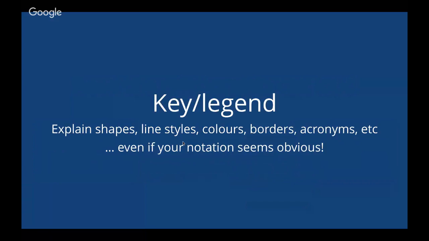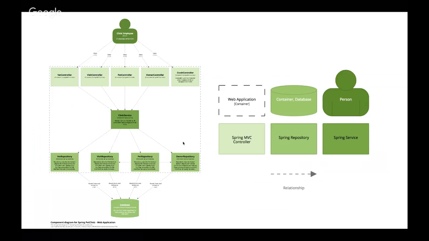Always have a key or a legend on your diagrams to explain any notation you're using, so shapes, line styles, colors, borders, acronyms, and so on, even if the notation seems obvious to you. So that's something I can't stress enough. And I would also argue that even if you're using a standardized notation like UML or Archimate, you should still use a key or a legend, because after all, not everybody's going to know those notations. So here are a couple of example keys and legends from the diagrams I showed you previously.